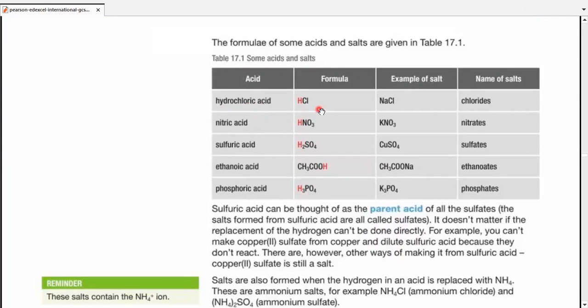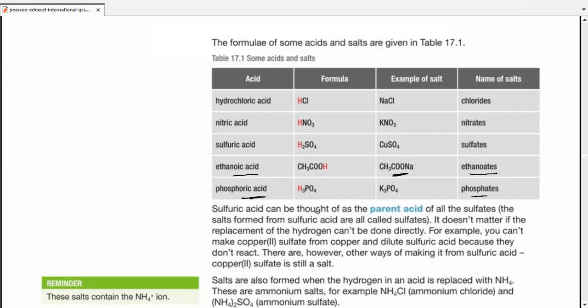The acid is hydrochloric acid, and it can form a sodium salt, which is sodium chloride. Actually, all of the salts that come from hydrochloric acid are chloride salts. So it's pretty easy. Nitric acid, whenever it reacts with an alkali or a base, would form nitrates, such as potassium nitrate. Sulfuric acid would form sulfate salts. Ethanoic acid would form ethanoate salts like this one, sodium ethanoate. And phosphoric acid would form phosphate salts like this one, potassium phosphate.